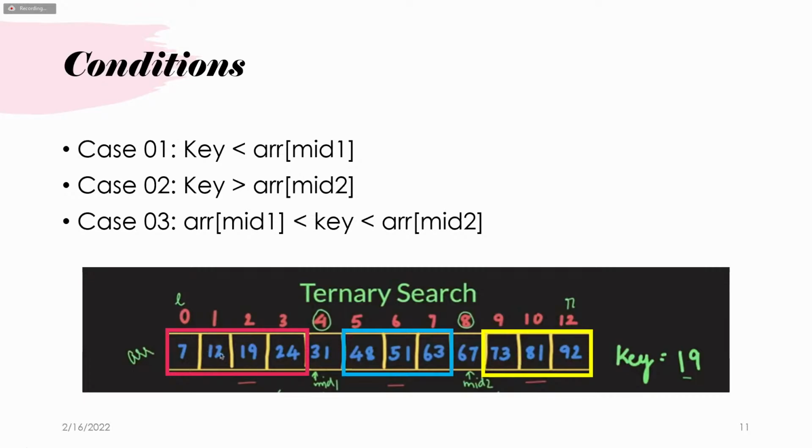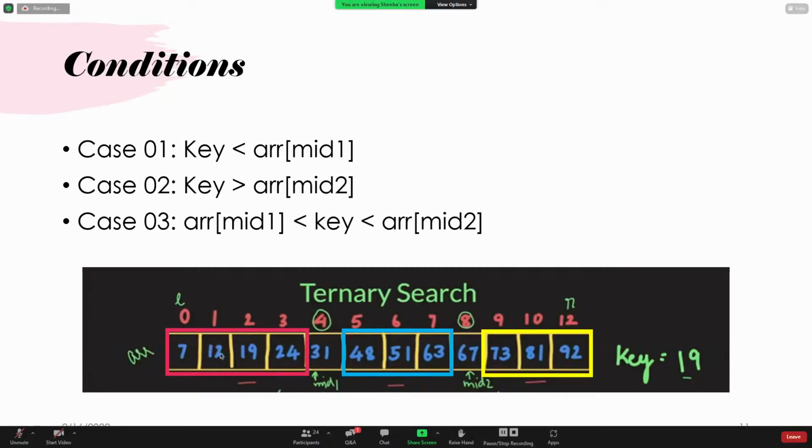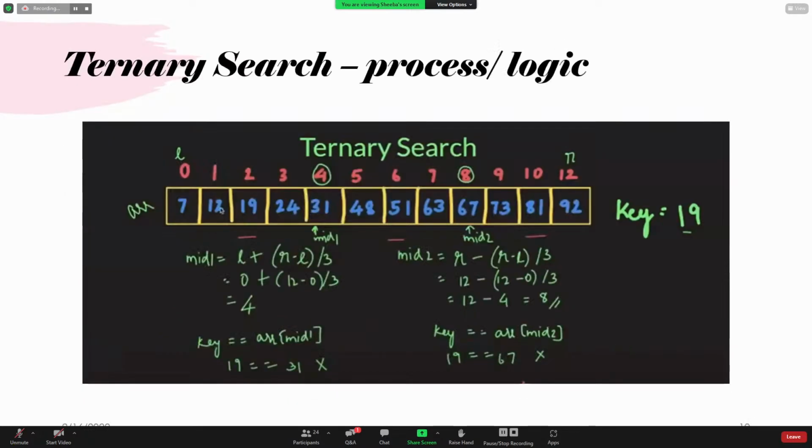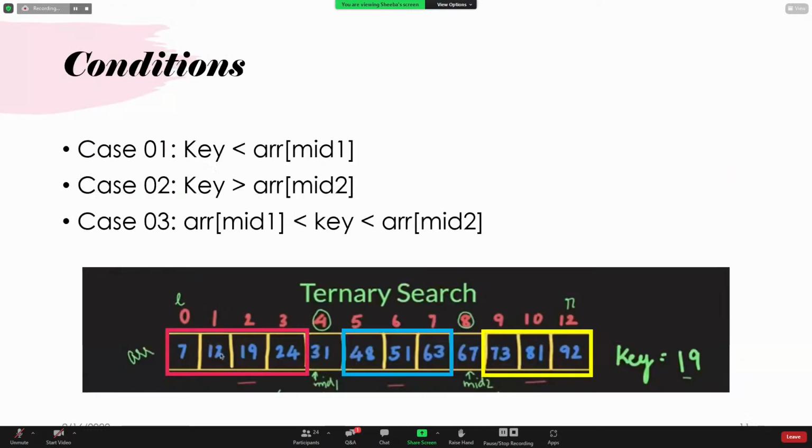In case 2, my key is greater than array of mid 2. Say that if I have to find some value which is greater than 67, I will be sure that it is lying somewhere after 67 because my array is sorted. That indicates the yellow box. Similarly for case 3, your value is lying somewhere in between your mid 1 as well as mid 2. That is the blue box. So these are the 3 conditions. And here for us, our value is 19 and 19 is less than the value present in mid 1, so this will come under case 1, which is you have to find it inside the pink box.